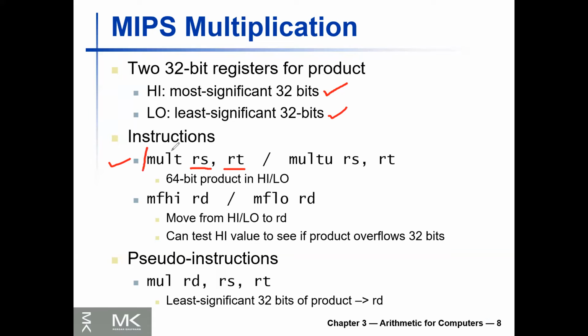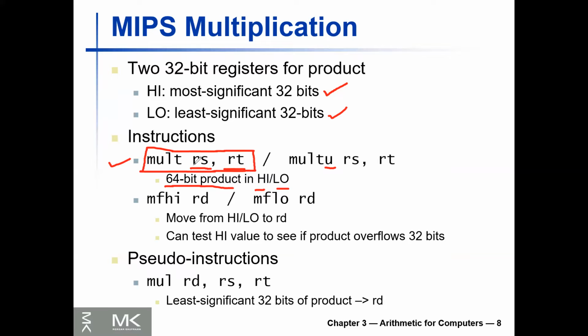Girls, can you see, is there any destination here? In this, there's no destination. Only two sources, right? So where is the destination? By default, the destination is the HI and LO registers. So the result is 64-bit, which is going to be stored in HI and LO. Similarly, we have MULT unsigned. It also works the same way, but it is for unsigned numbers.